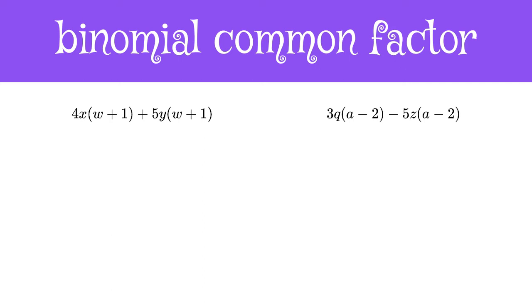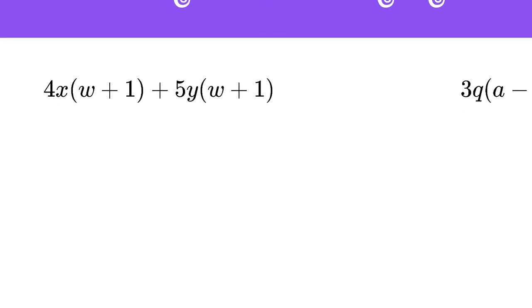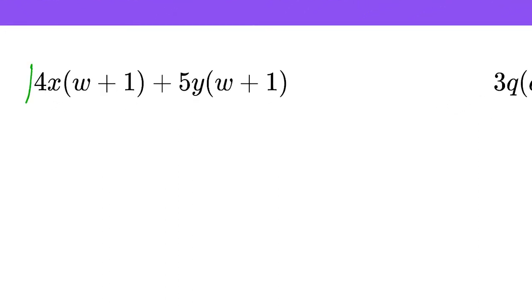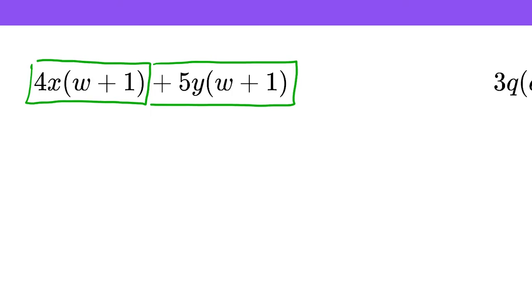Now moving along to a binomial common factor. And this is the same concept as a monomial common factor. So in the last example, the last slide, we just found one item that was common to each of the terms. So looking at my first example, realize that this is one term because that's multiplied all together, and here is my second term. So hopefully you can see that the w plus 1 is common to both terms. So that is our binomial common factor.